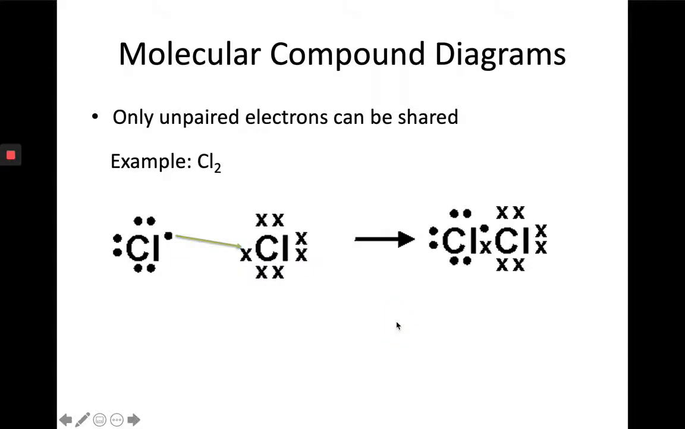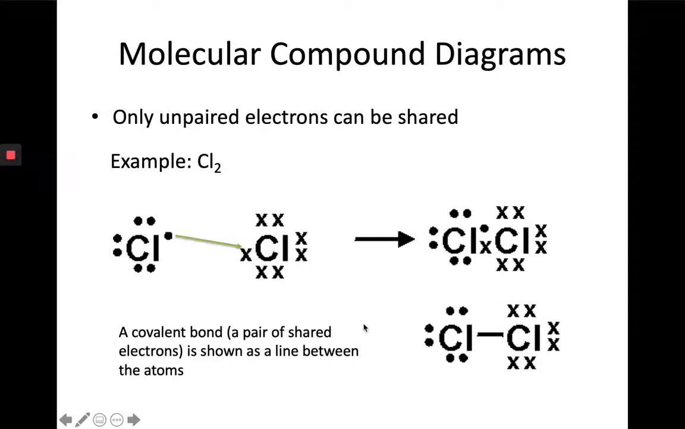Now, when we're drawing molecular compound diagrams as Lewis diagrams, our shared electrons can be shown as this dash or bar here. This covalent bond, or pair of shared electrons, is shown as a line between the atoms, and that line is the same thing as showing 2 electrons there.